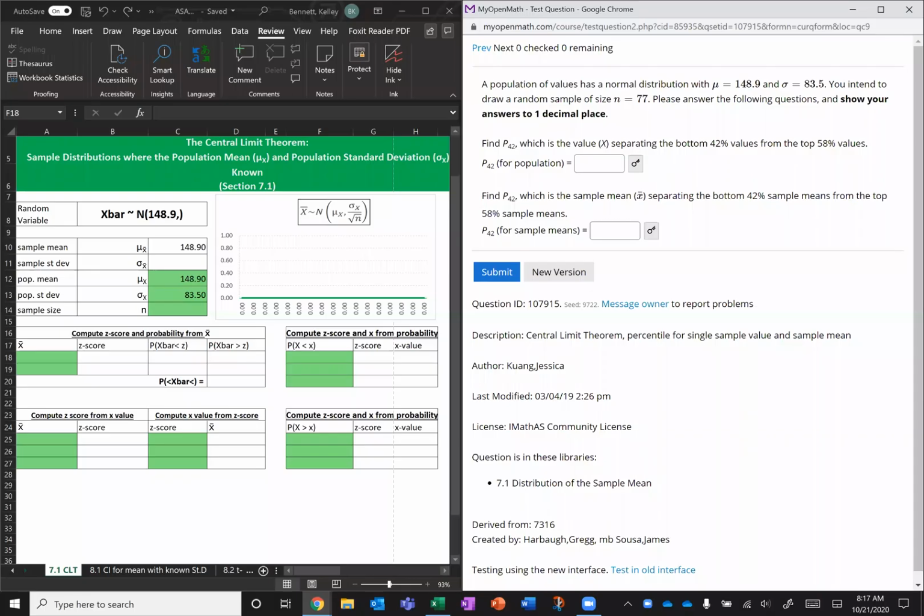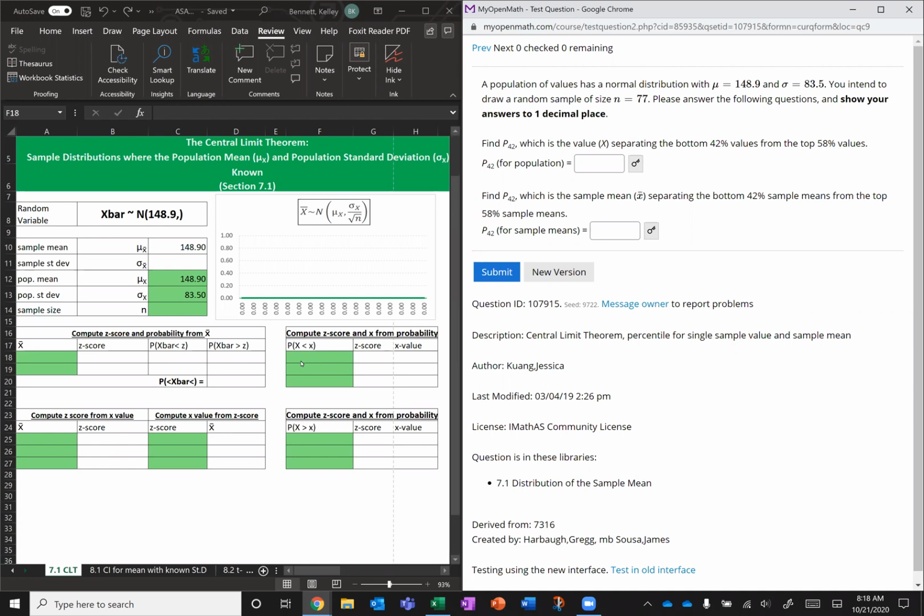In this question, we're given a population mean and a population standard deviation with a sample size. So this is going to be our 7.1 tab where we're doing sample distributions. The first part is asking us to find P42, which is the X value separating the bottom 42% from the top 58%. So you can think of this as the 42nd percentile. And we have a table that does that for you.